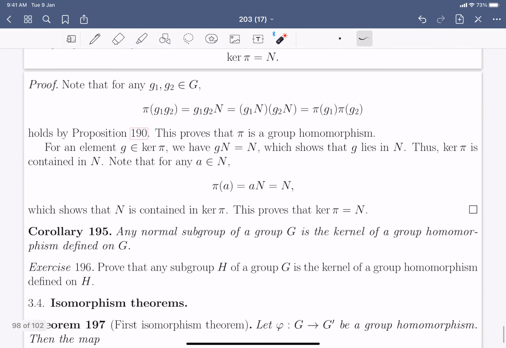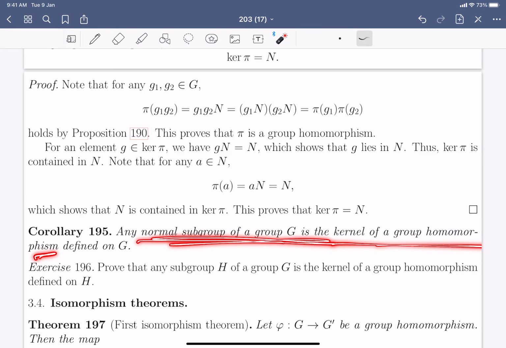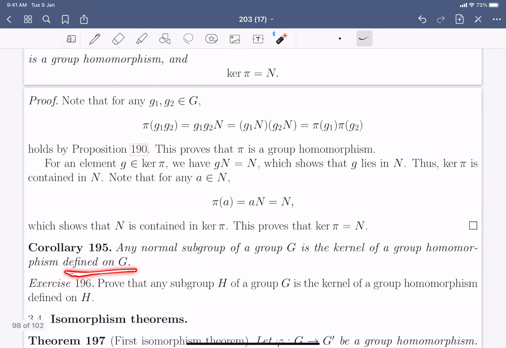Okay, and this is what we have summarized in this corollary: any normal subgroup of a group G is a kernel of a group homomorphism. More specifically, any normal subgroup of a group G is a kernel of a group homomorphism defined on G. By defined on G, I mean that this group homomorphism has G as its domain.